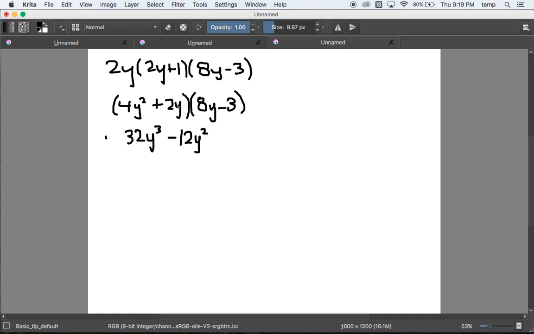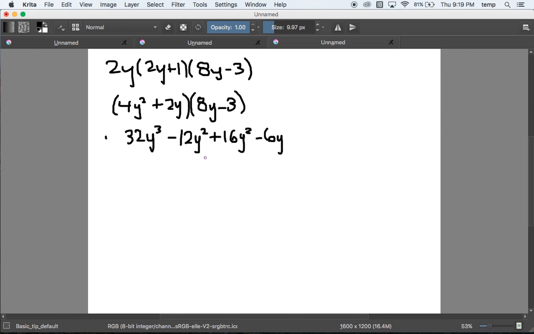Next step is our inside. So we'll take 2y times 8y. Well, 2 times 8 is 16. So we'll take plus 16. And y times y is y squared. Final step is take our last terms. So we have 2y times negative 3. Well, 2 times negative 3 is negative 6. And we keep our y variable there.